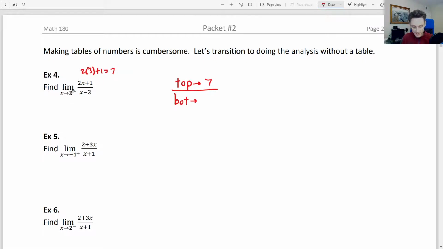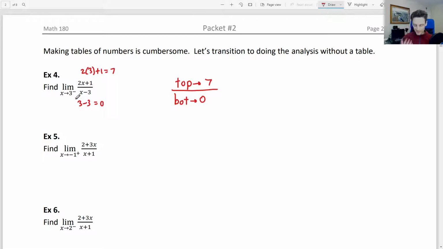As x is getting closer to 3, the 2x plus 1 calculations are going to get closer to 2 times 3 plus 1, which is 7. So the top is approaching 7. And then the bottom numbers, what are the bottom numbers approaching? If you said 0, that would be correct. Once again, you can take the 3, plug it in, and you'll get 3 minus 3, which is 0. So the bottom numbers are approaching 0 as x approaches 3.